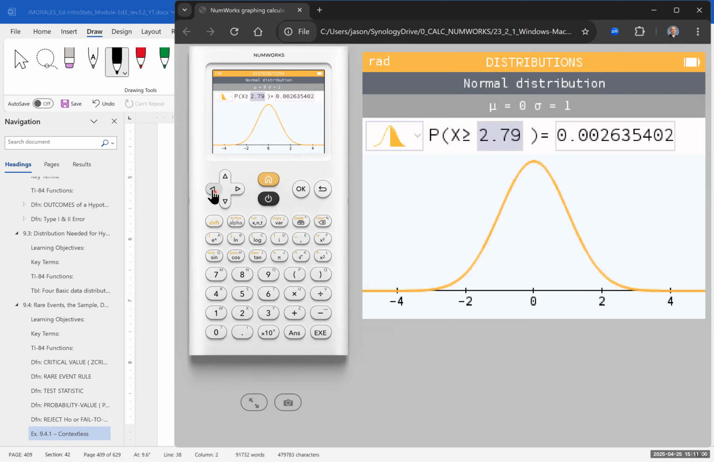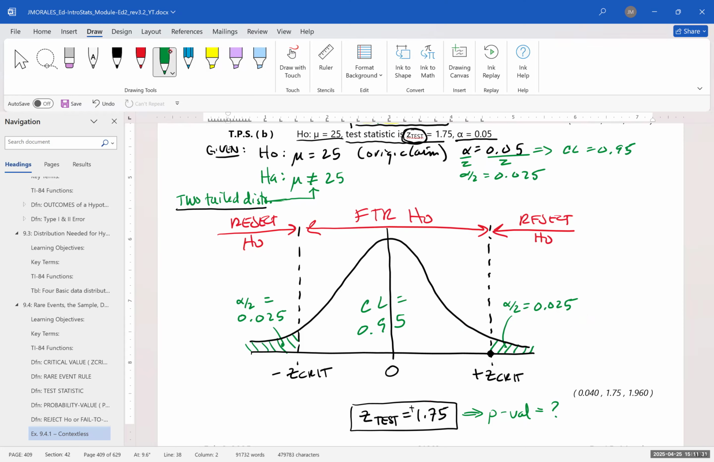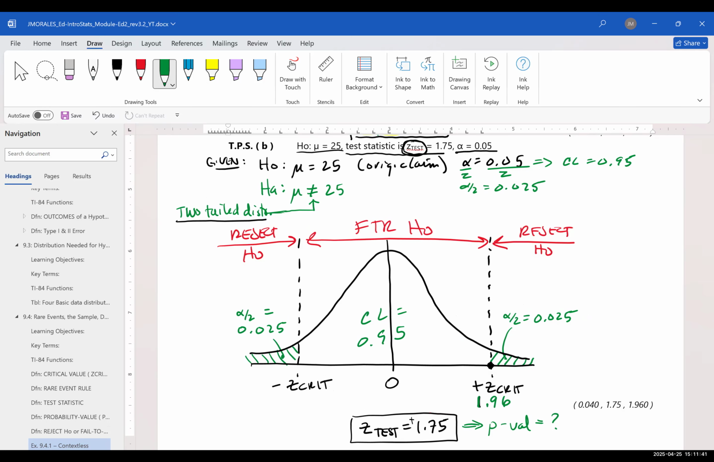So this is an area to the right, which is fine. And we want 0.025. And when I hit enter, it's going to give us the critical value. I'm going to put 1.96. Okay, so let me go back. So we have a critical value of 1.96.